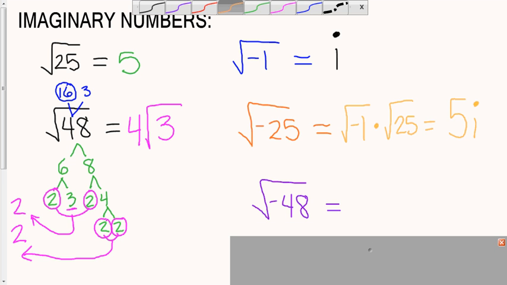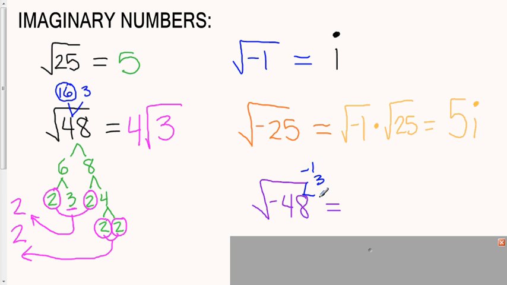Then with something like the square root of a negative 48, again you can break it down. This would be a negative 1 times 3 times 16, and we know that the square root of 16 is 4, and then the square root of a negative 1 is i, and then the square root of 3. So it would be written that way. Now, lots of people will probably write 4i times the square root of 3, which is the same thing because you can multiply in any order.